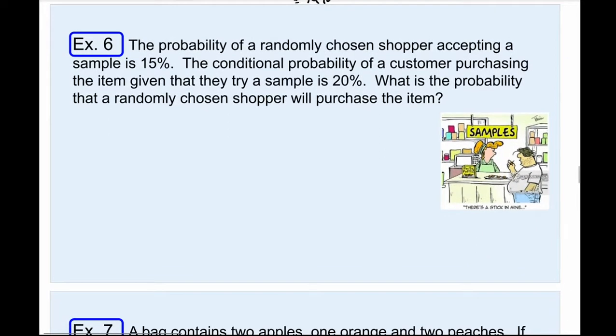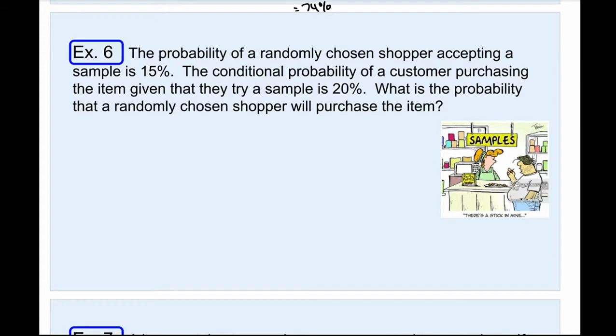Example 6. The probability of a randomly chosen shopper accepting a sample is 15%. The conditional probability of a customer purchasing the item, given that they try a sample, is 20%. What is the probability that a randomly chosen shopper will purchase the item? Again, I'm going to pause the video and give you a chance to try this one on your own. Identify whether it is independent or dependent, what the probabilities of each are, and then calculate, using the correct formula, the probability that a randomly chosen shopper will purchase the item.